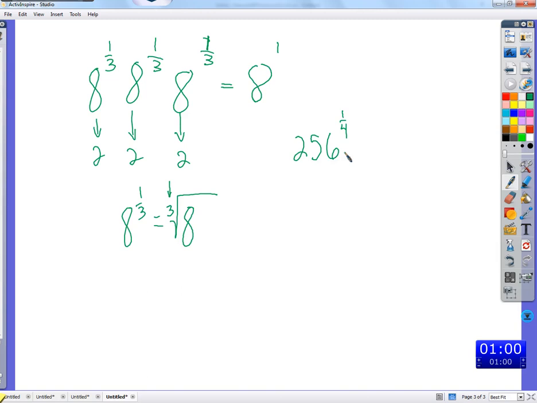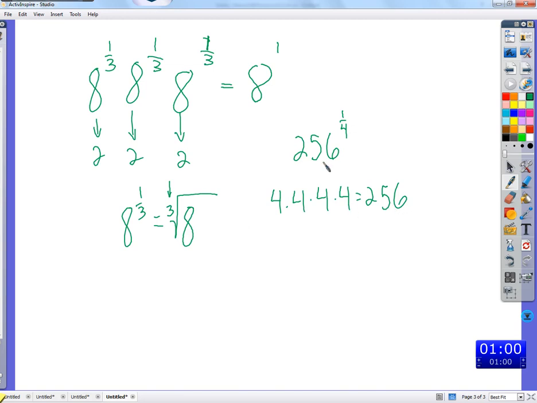What's 256 to the 1/4 power? Amy, you have it? What is it? 4. Why? Because 4 times 4 times 4 times 4 is 256. And why, for maybe the last time here, why does that matter? Why does it matter that this times this times this times this, 4 times, gives you the 256?